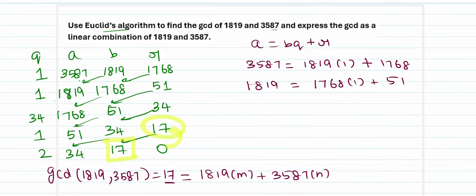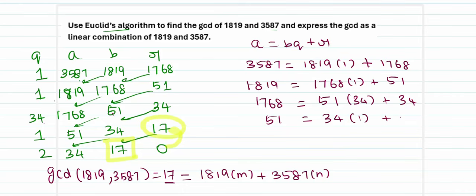Third line, A 1768 will be replaced as B times Q, so 51 times Q. What is my Q? 34, plus the remainder 34. Now the next number to be replaced, A 51, can be written as B times Q: 34 times 1 plus the remainder, which is going to be 17. The last stage, A 34 can be replaced as 17 times 2 plus the remainder, which is going to be 0. Now this is the quantity which we require to backtrace our GCD.